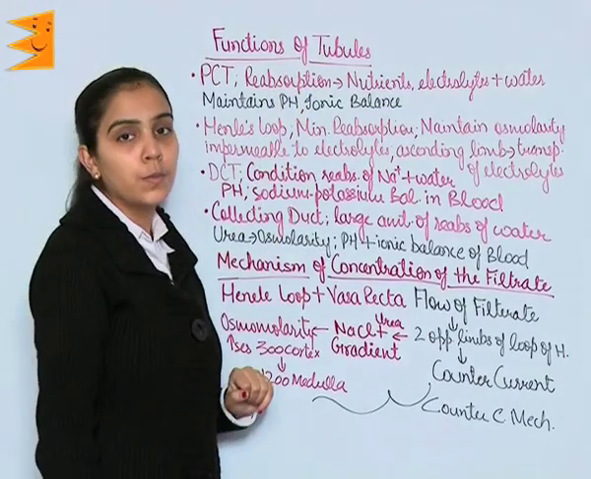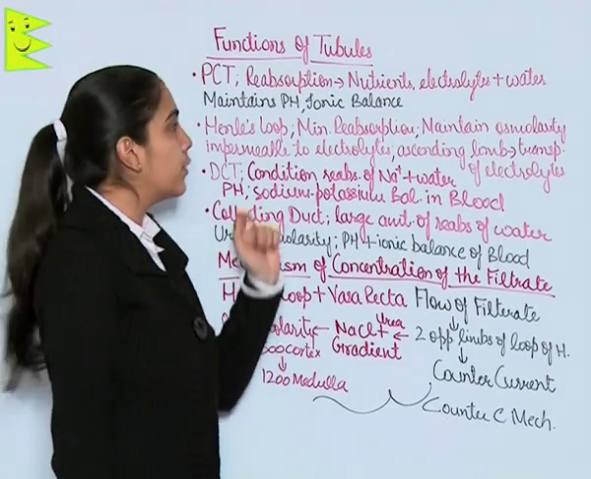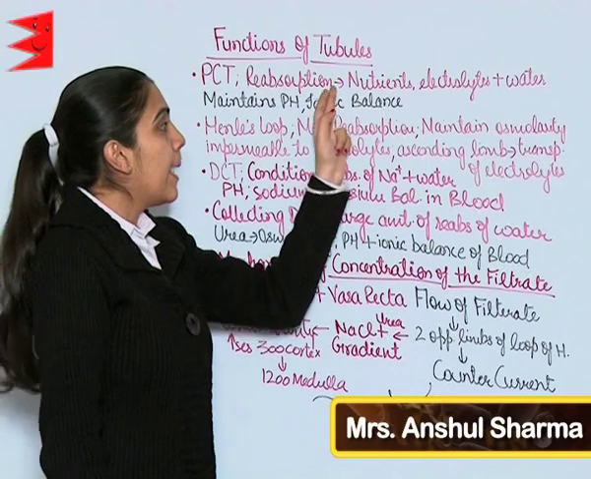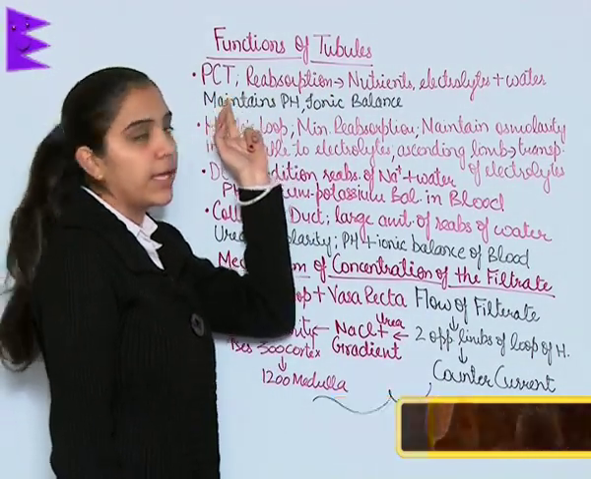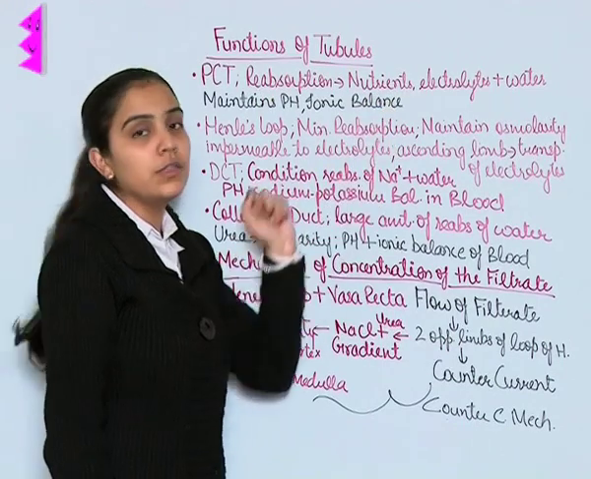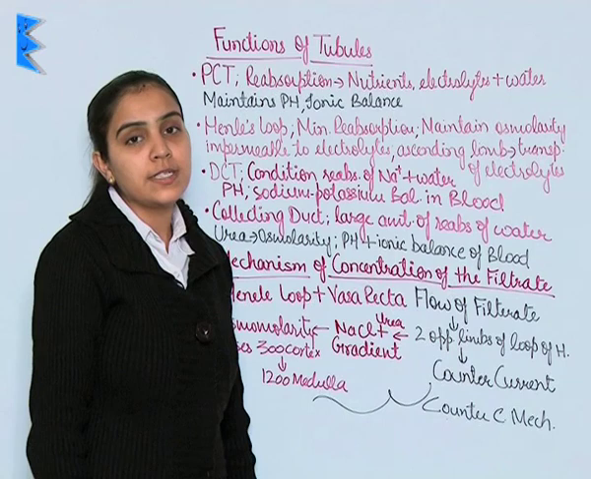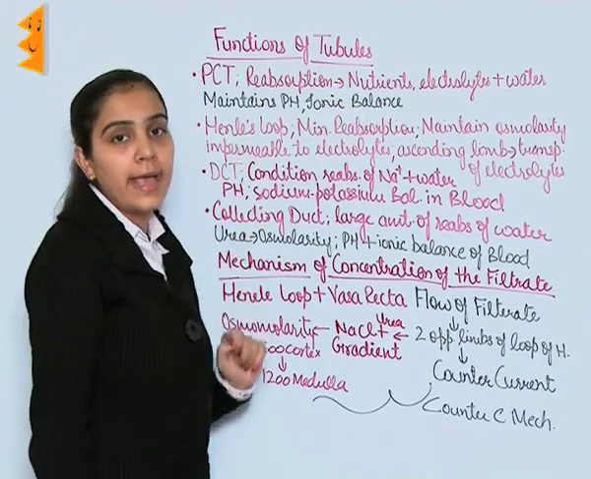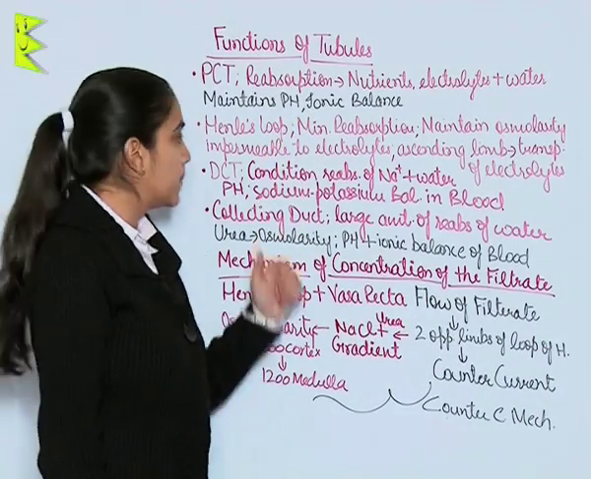Functions of tubules. PCT, proximal convoluted tubule. It is involved in reabsorption. Maximum amount of nutrients is reabsorbed in PCT. Along with nutrients, electrolytes as well as 70 to 80% of water is reabsorbed in PCT. It also helps in maintaining pH and ionic balance.